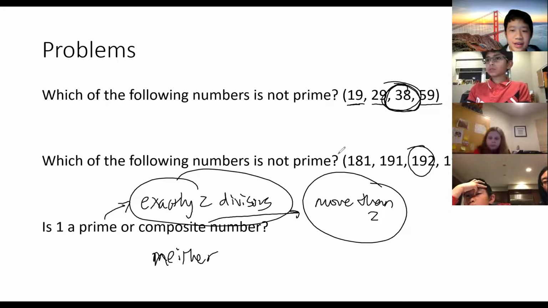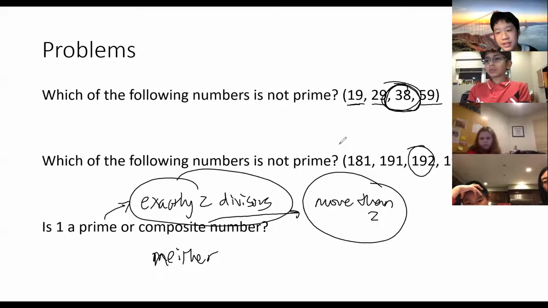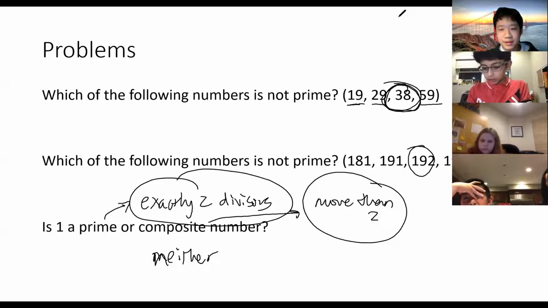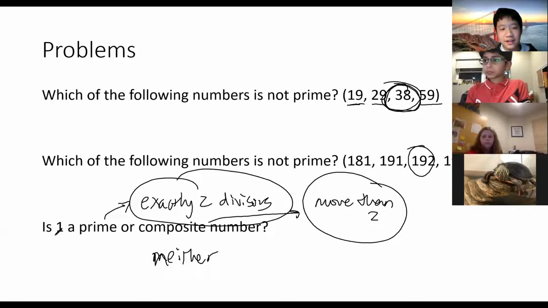And if you're like, hey, what about negatives? Well, when we're talking about primes and composites, we're only going to talk about the positive divisors, okay? So yes, 1 does have 2 divisors if you include 1 and -1, but since we're only talking about positives, it only has 1, okay?